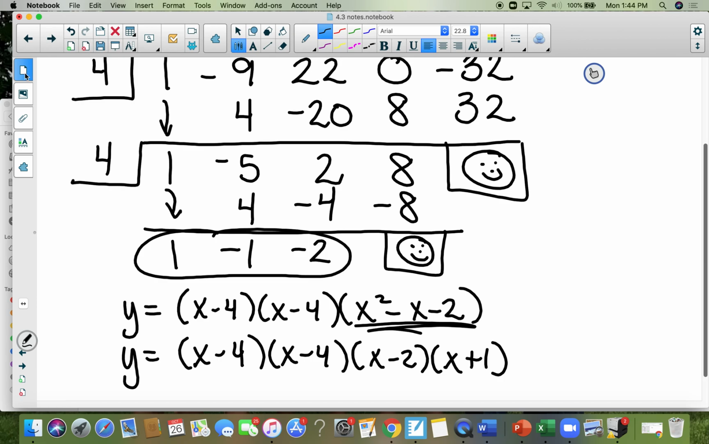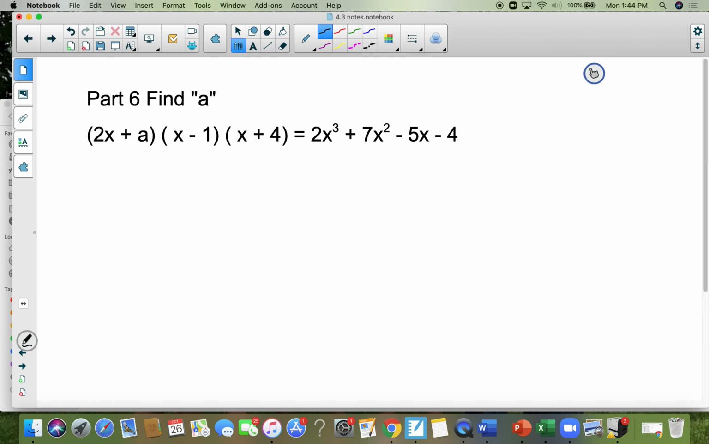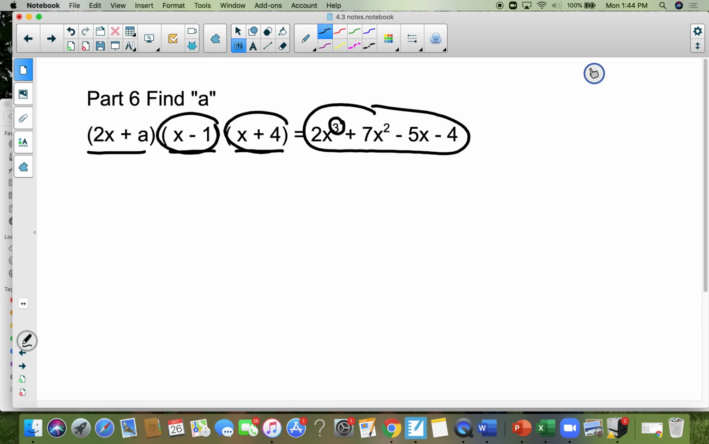Okay, the next one is on the test, so I need to go over how to do it. So basically, this is the polynomial of degree 3. So you need 3 parentheses in factored form, but it's missing one of them. It's missing the a, but you know 2 of the answers. One is x equals 1, and the other one is x equals a -4. So I'm going to come down here and do synthetic division.